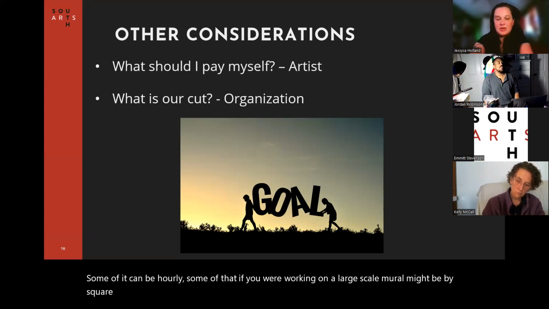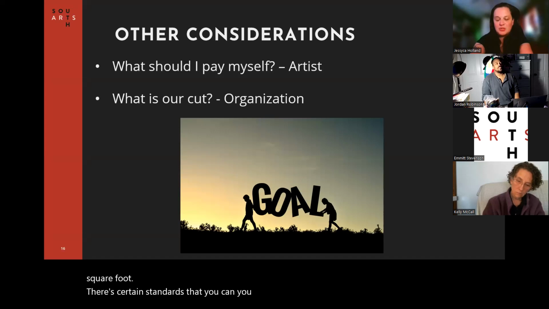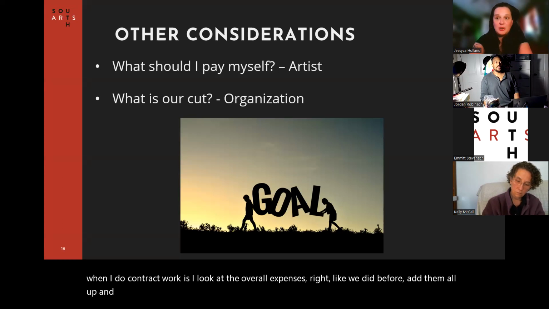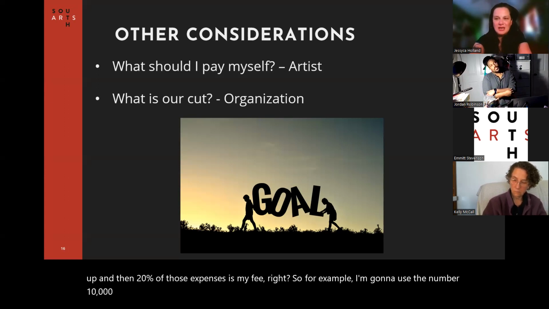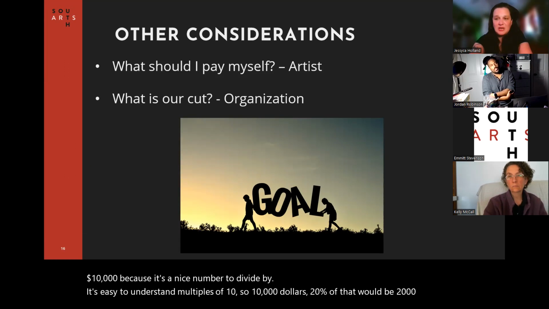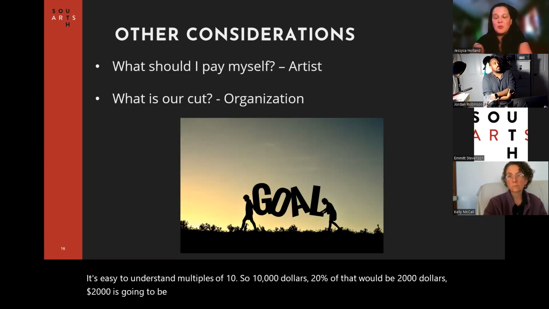There's certain standards that you can look up and research, but typically what I do when I do contract work is I look at the overall expenses, right? Like we did before, add them all up, and then 20% of those expenses is my fee, right? So for example, I'm going to use the number $10,000 because it's a nice number to divide by. It's easy to understand multiples of 10. So $10,000, 20% of that would be $2,000. $2,000 is going to be my payment, and my total budget will be $12,000.